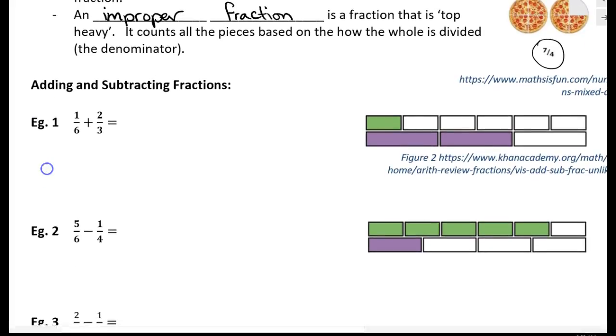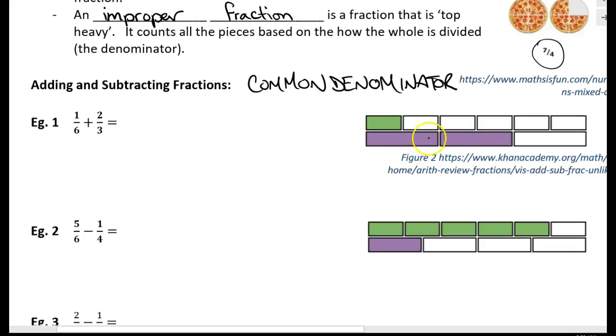Adding and subtracting, how we do that is we must have a common denominator. Okay, so right now we've got 1/6 and 2/3. How we see that here is we've got 1/6 in the green and 2/3 in the purple. How do we add them together? Well, we can either take all of these pieces and fill them in up here instead, or we can subdivide this last one and add in that last sixth.